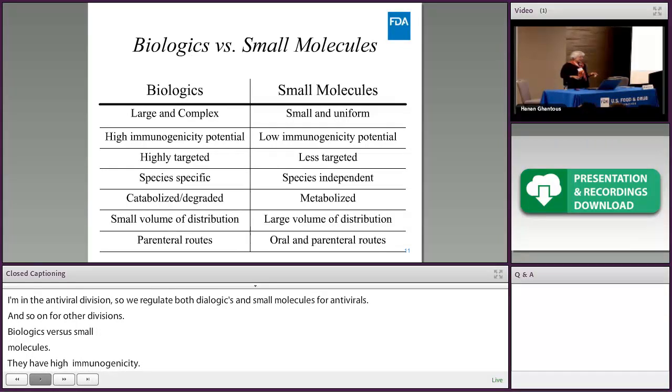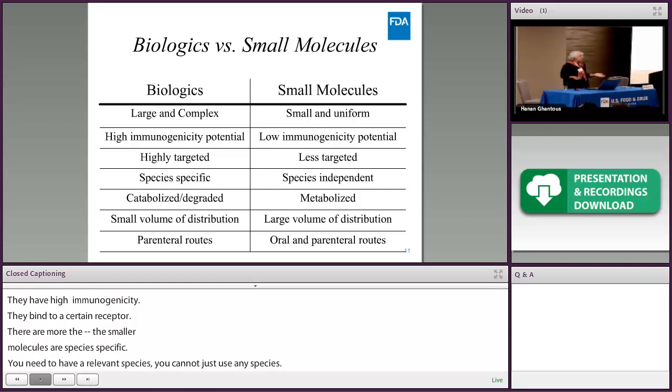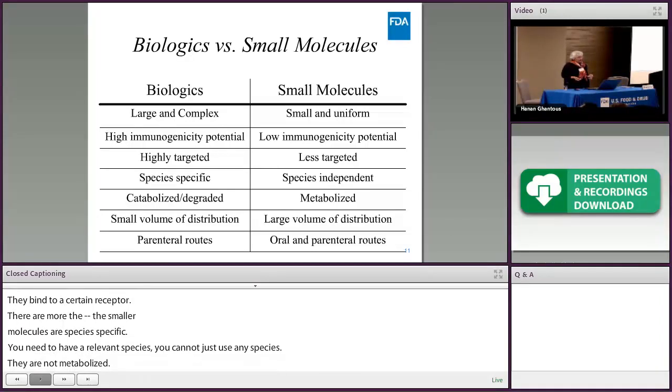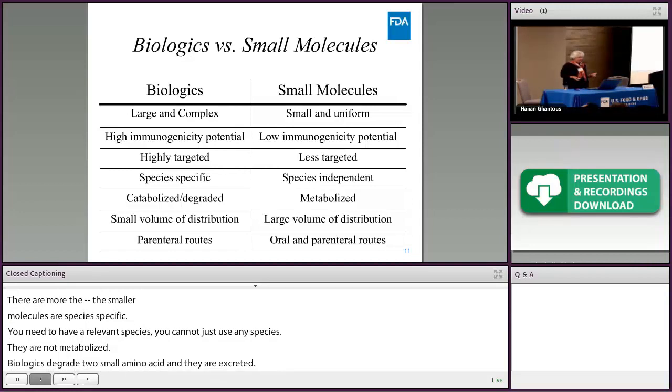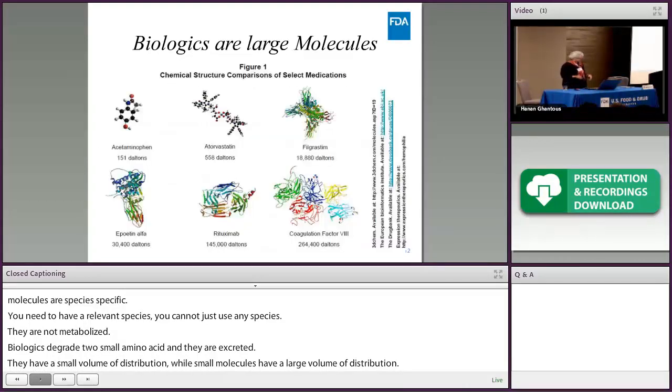Biologics are species specific. When you're doing non-clinical studies, you have to have a relevant species. You cannot just use any species. And they're not metabolized, while drugs are metabolized. Biologics degrade to small amino acids, and they are excreted. And they have a small volume of distribution, while small molecules have a large volume of distribution. And biologics are usually given IV, sub-Q, IM, while small molecules could be given the same way, and orally also. Most of them oral. You don't give biologics orally.